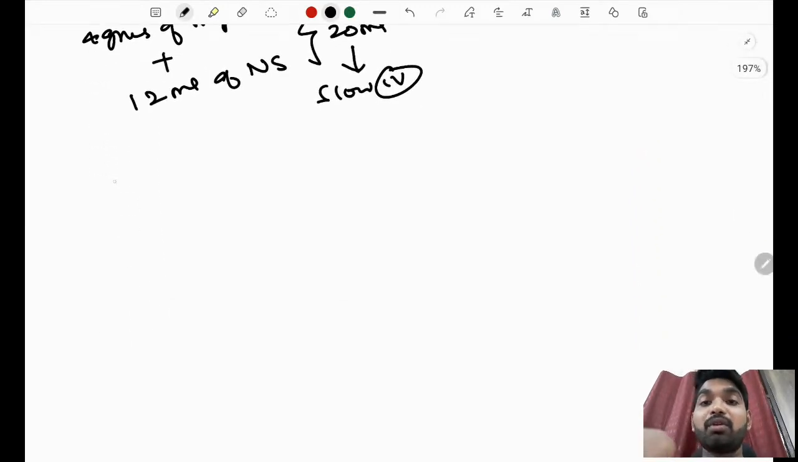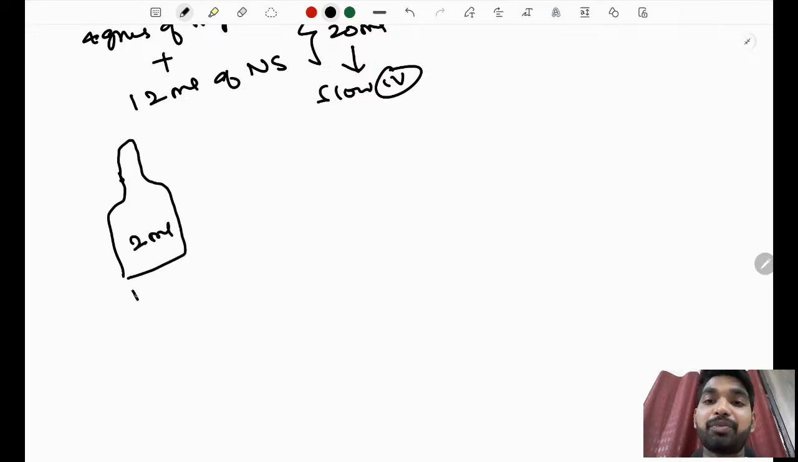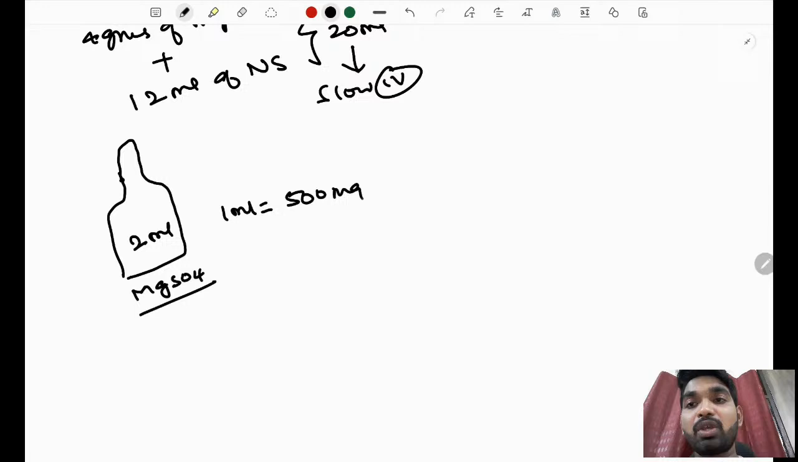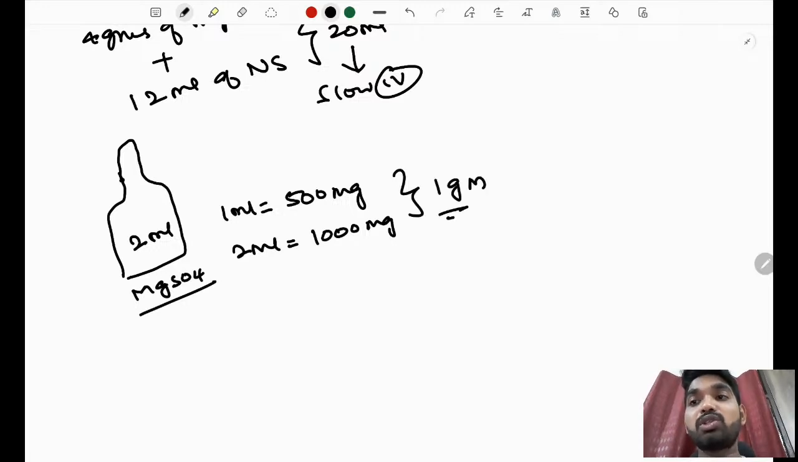See, one magnesium sulfate ampule has 2 ml in it. 1 ml is 500 mg. So 2 ml becomes 1000 mg, or 1 gram. You can also call it 1 gram. So the total loading dose is 14 grams. That means 14 grams you need to give. How many ampules are you going to take?